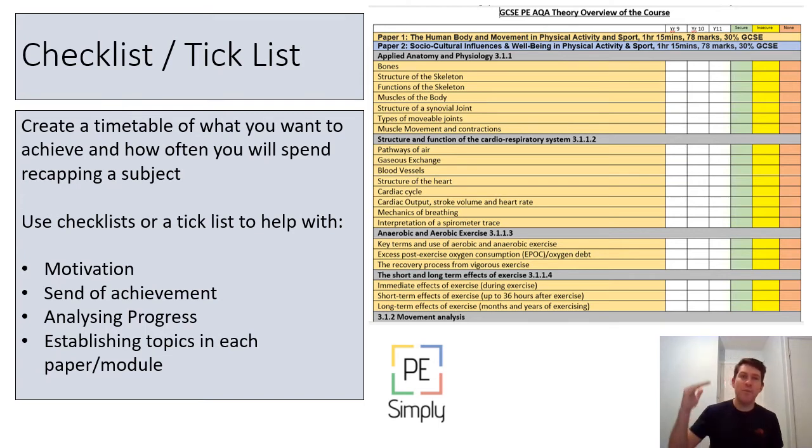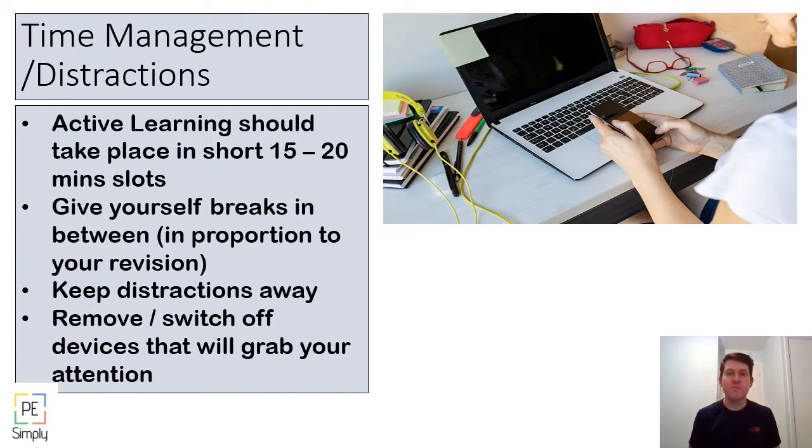And ultimately that will help you feel like you've achieved whatever it is you set out to achieve during the course of that day or during that revision session. It should also help you establish what topics are on what paper. So for paper one, the anatomy and physiology topics, and for paper two, the socio-culture topics. Ultimately, you also want to direct your time effectively and ensure that time management and distractions are at a minimum.